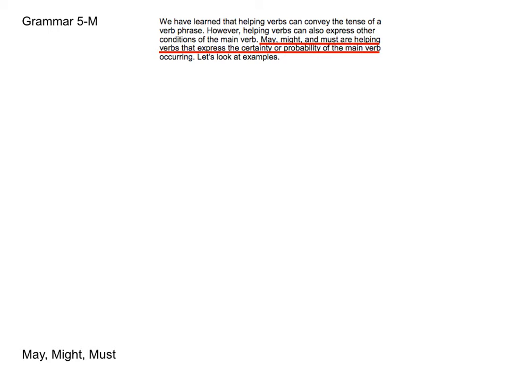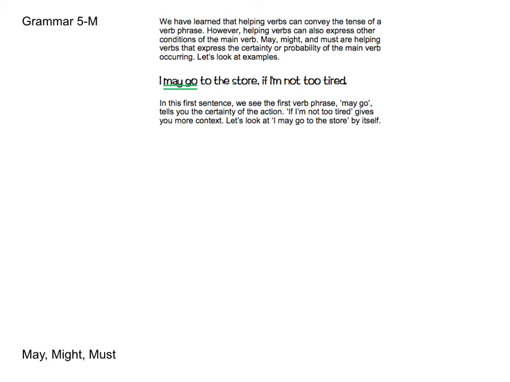So may, might, must are helping verbs that express the certainty or probability of the main verb occurring. Our first example on the page is I may go to the store if I'm not too tired. Our first verb phrase is may go, and the if I'm not too tired provides more context as to the probability or certainty of that verb occurring, of me going to the store. But if we look at that first clause by itself, I may go to the store, and we don't have that extra context, we can assume in our head that this is a 50-50 probability. I might or I might not.